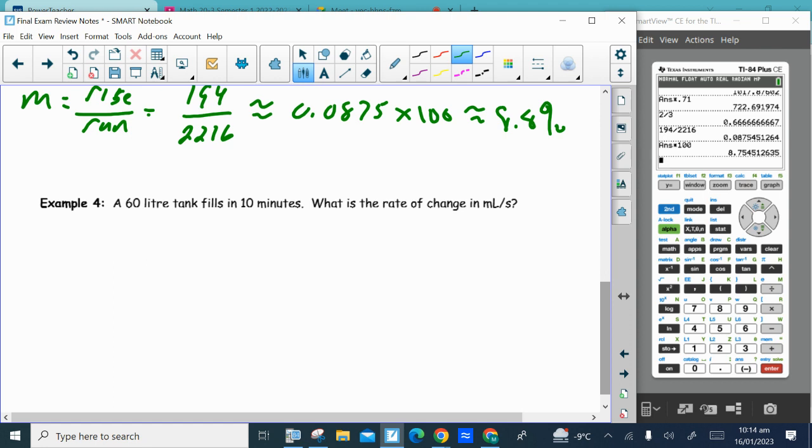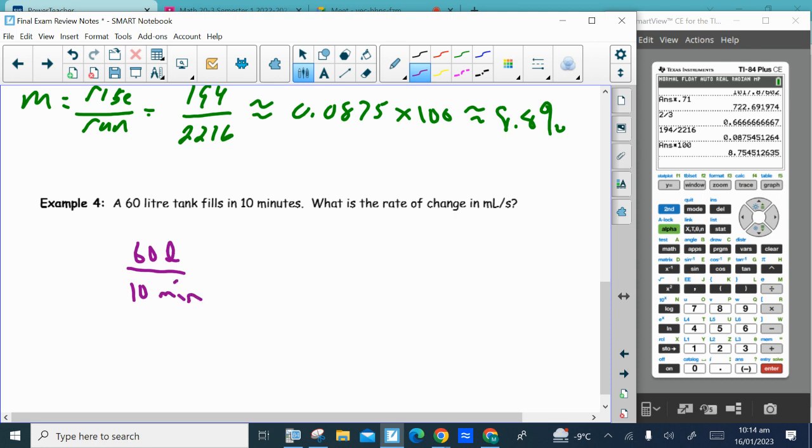Slope is also known as the rate of change. Example 4 says a 60-liter tank fills in 10 minutes. What is the rate of change in milliliters per second? Okay, so we have to do a little bit of conversion for this. You're going to get 60 liters in 10 minutes.